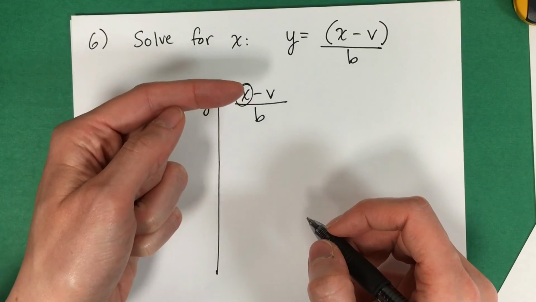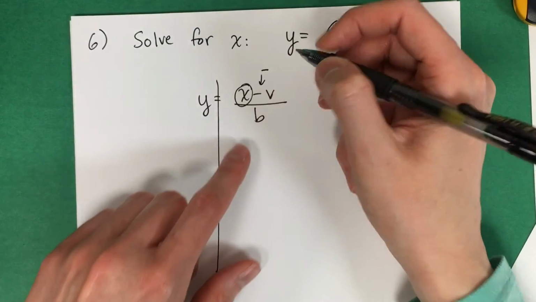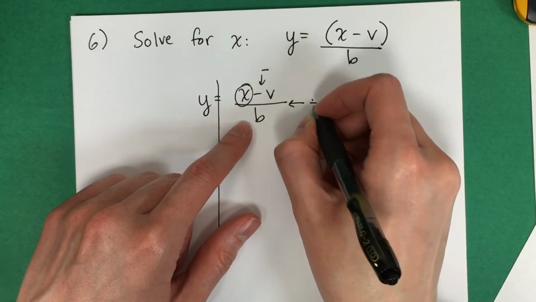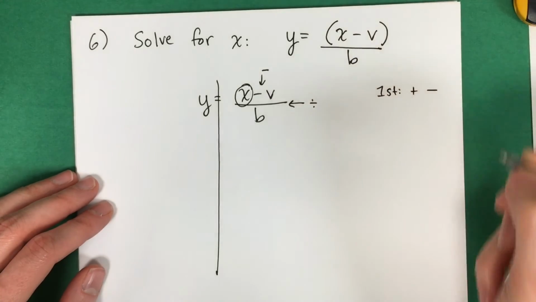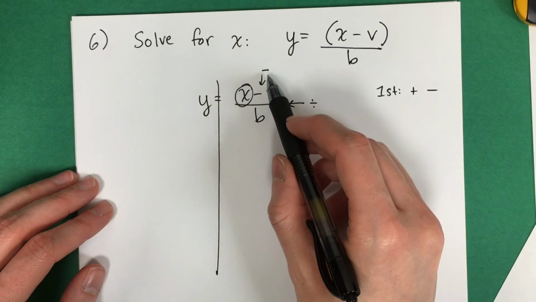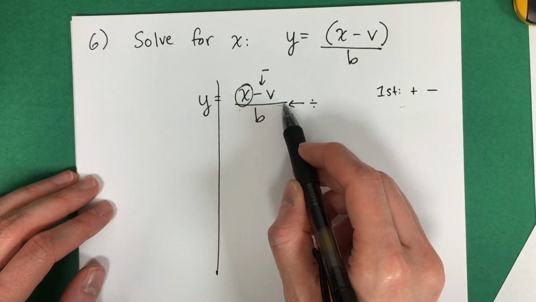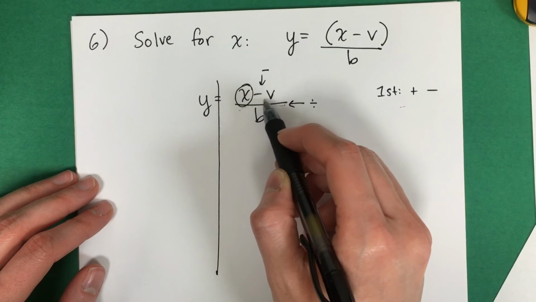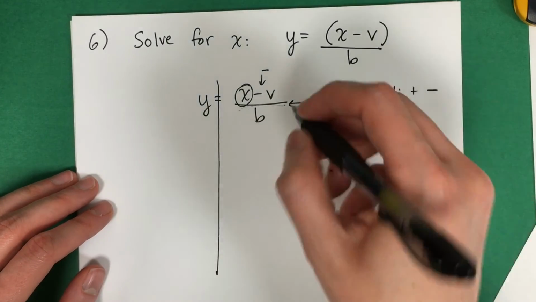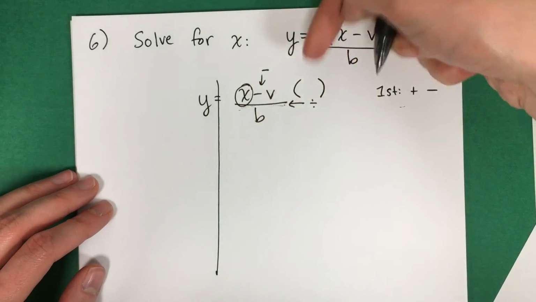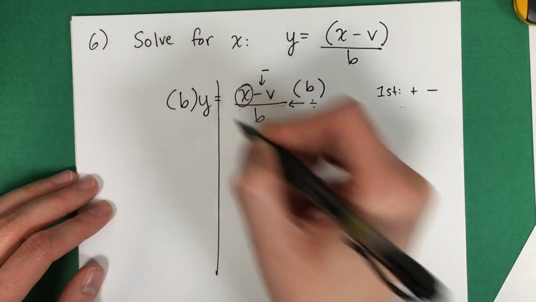So x is on the right. What is with x? Two things. I have a minus v and I have a divided by b. Okay? Remember, first is going to be plus or minus. Okay? So first normally is plus and minus, but I have a big line. Okay? I can't really put anything here. There's not enough space. So I'm going to do the opposite of divide right now. The opposite of divide is multiply. And what is down, you put inside. So down is b, and here times b.